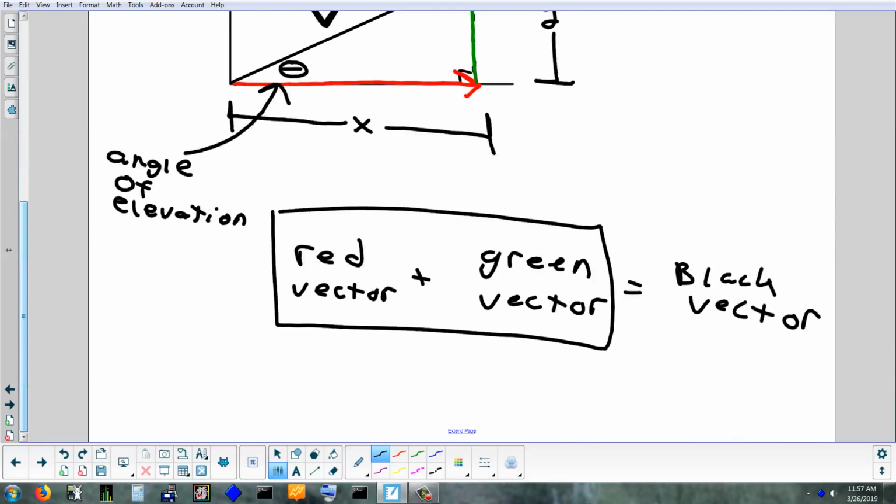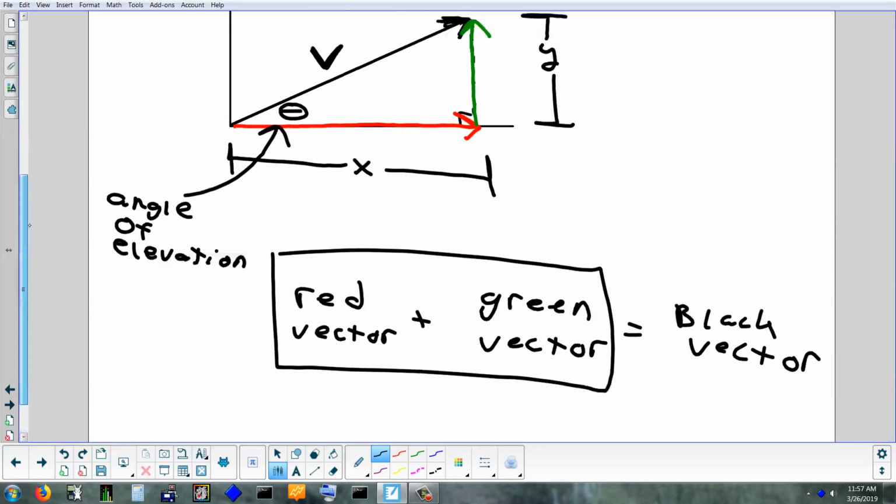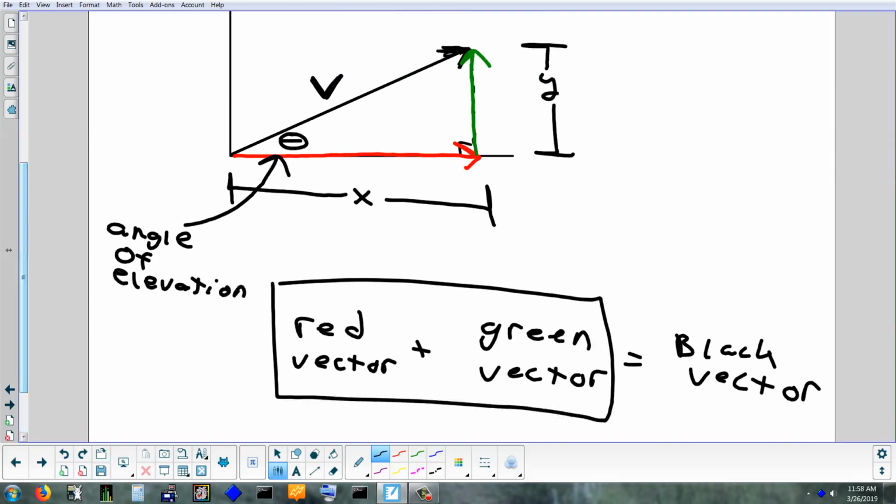So let's start with the red vector. Well, which way does the red vector go? Horizontal or vertical? Horizontal. So when we're done, we're going to have a formula for the red vector, and it's going to have an i with it. And the green vector is vertical, so we're going to find a formula for the number, and what letter is going to be after the vertical number? It's going to be a j. All right, so it's going to be something with an i plus something with a j.